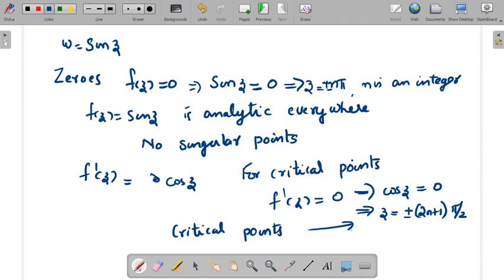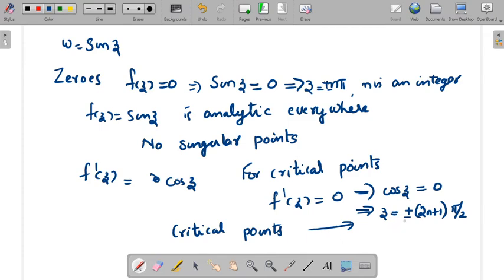So unlike e raised to z, this function has critical points, and we know the map will not be conformal at critical points. So it is analytic everywhere, but there are points where the derivative is 0 and the map is not conformal at these points.